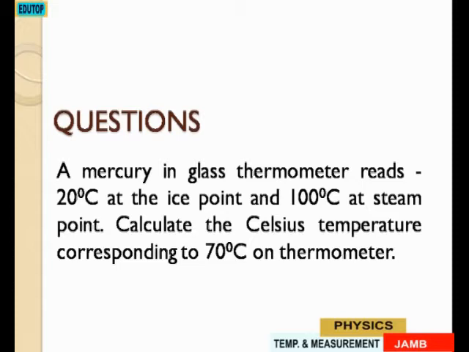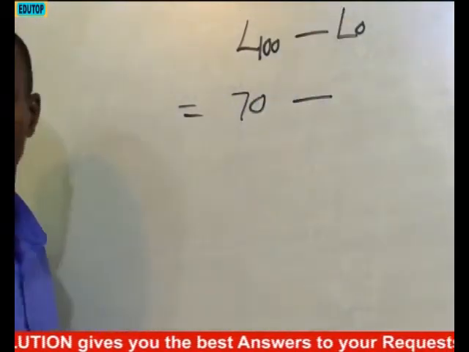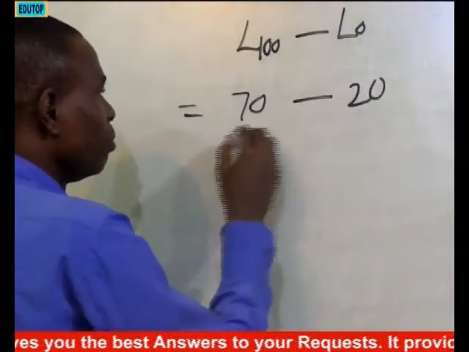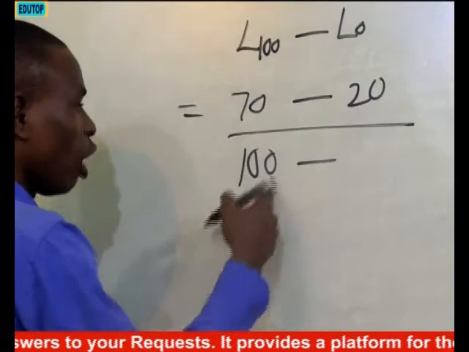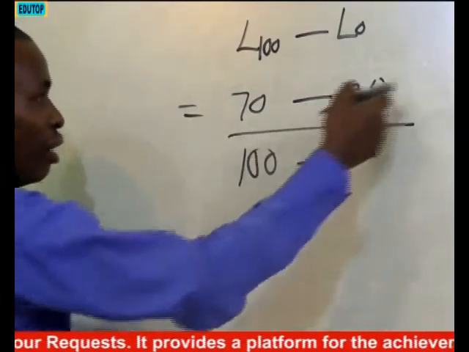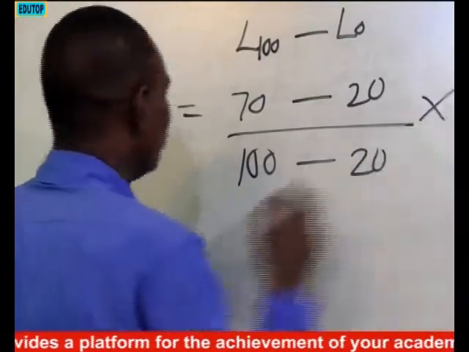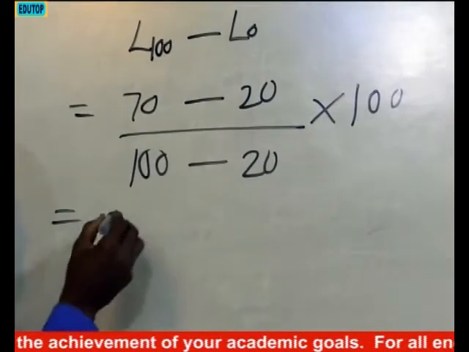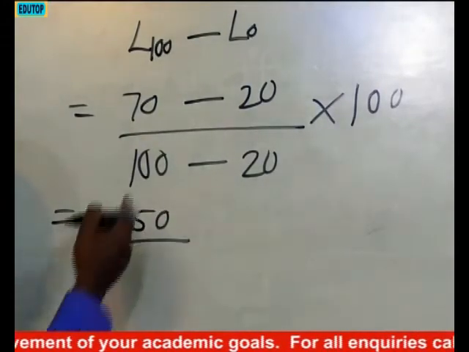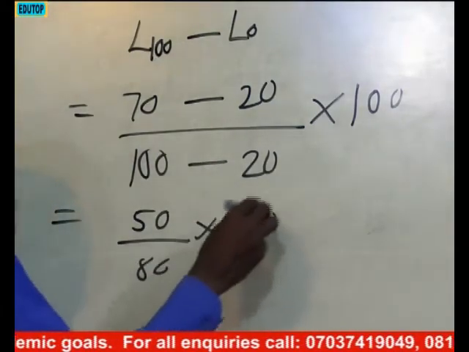So the 70 degrees is the value being read by the thermometer, which is 70 minus 20 for the lower fixed point. Then we are given 100 for the upper fixed point. Lower fixed point again, they are the same value, times 100. And what are we having there? 70 minus 20, we are having 50. This is 80 times 100.